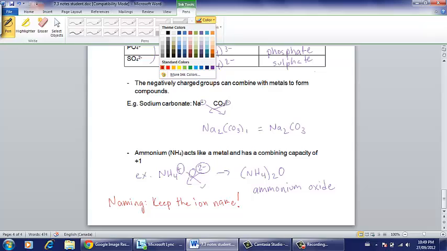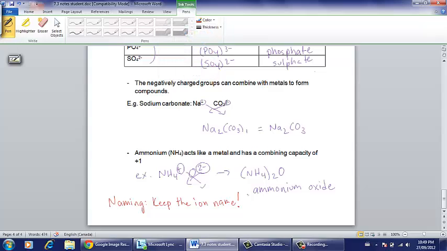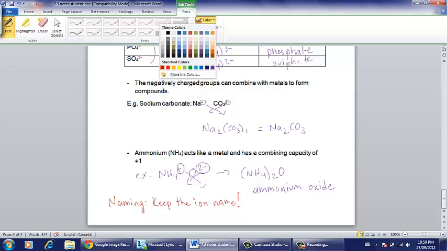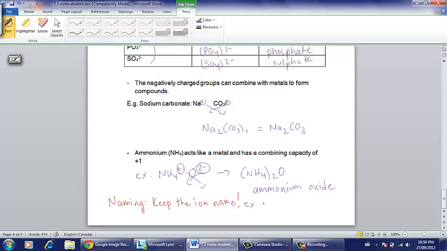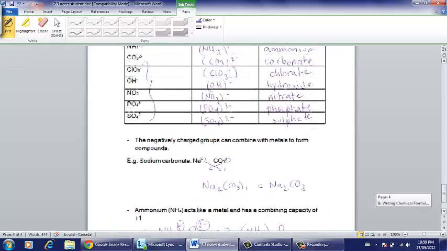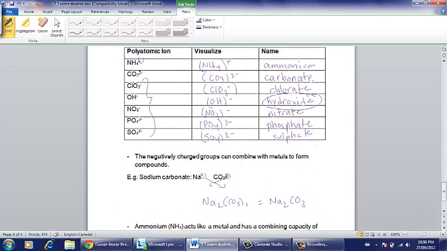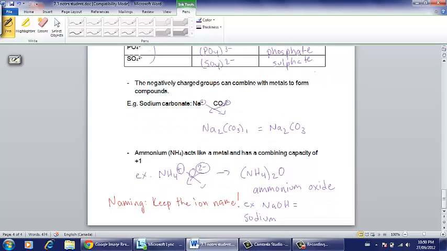So one more example of that would be, example, NaOH, common base that we're going to see quite a bit this year. This becomes sodium. And then we said back up here that OH was hydroxide. So we keep hydroxide as the name, sodium hydroxide. That's just a brief overview or introduction of how you write formulas and names using polyatomic ions. And we're going to continue that in class tomorrow.